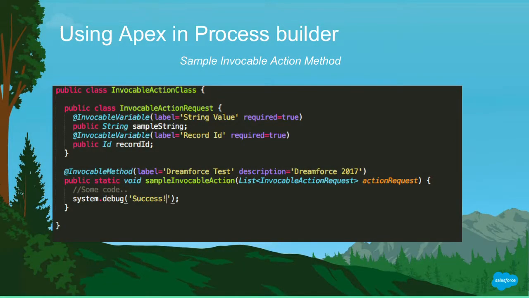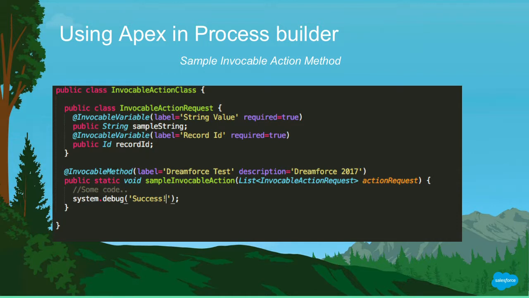Awesome. So this is what an invocable action looks like. As I discussed earlier, an invocable action can be executed in Process Builder. First things first, you have to add an invocable method tag. From here, this will make it visible in Process Builder. So you can define the label, description. Second thing, invocable actions must be static.